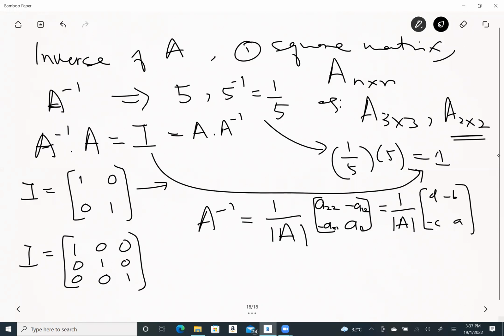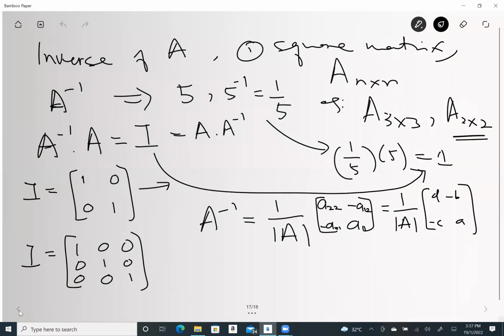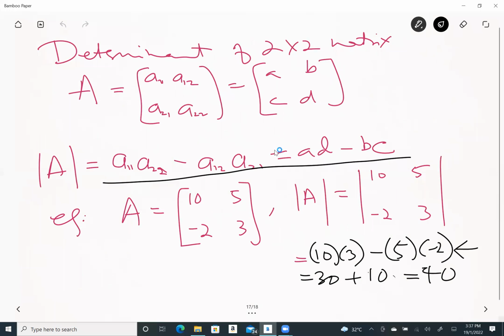Right. Okay, now we know the determinant, so I give you an example. We go back to this matrix that we did earlier. We already got the determinant of A. I want you to find the inverse of this A: 10, 5, negative 2, 3. The first person who gets it, let me know so that we can move on. I'll give you 3 minutes to do this. Find the inverse of A.